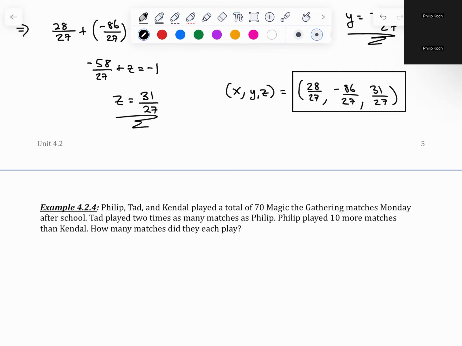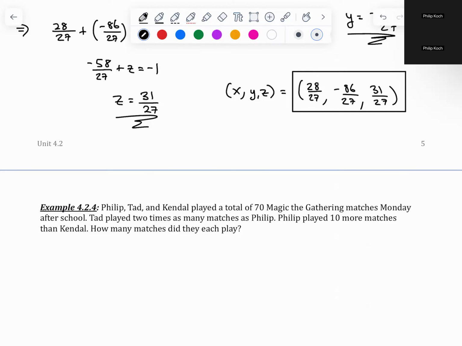So, Philip, no relation to me. Strangely enough, that person spells their Philip correctly with one L, but either way. And Tad and Kendall, no relation to Philip at all. They play a total of 70 Magic the Gathering games on Monday after school. They must have been there until midnight, apparently, because a good game of Magic will last an hour, 30 minutes. Not that I know from experience, but anyways.